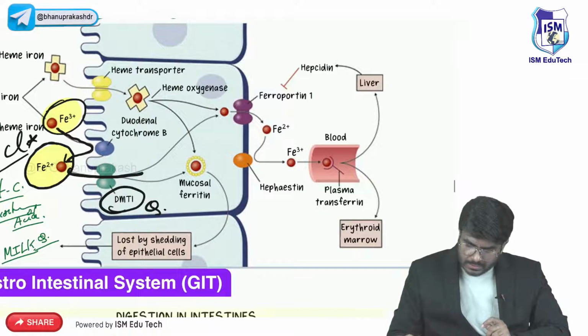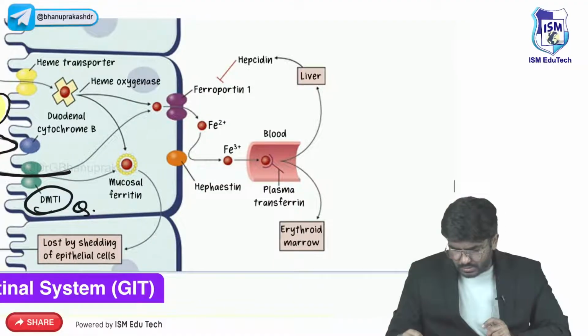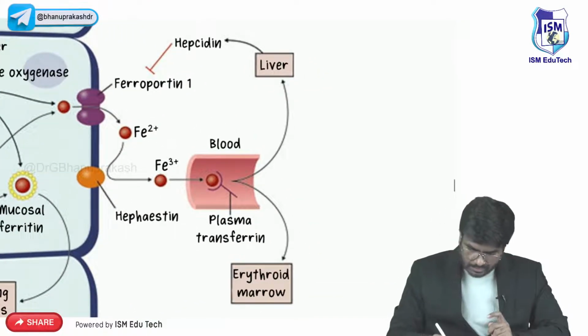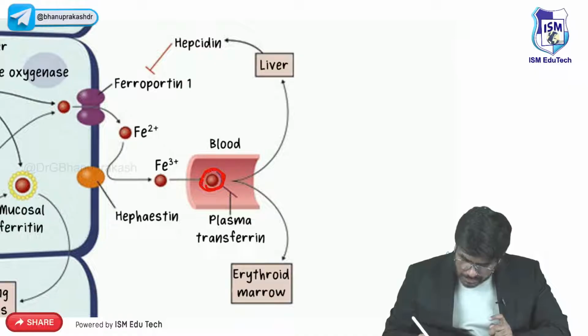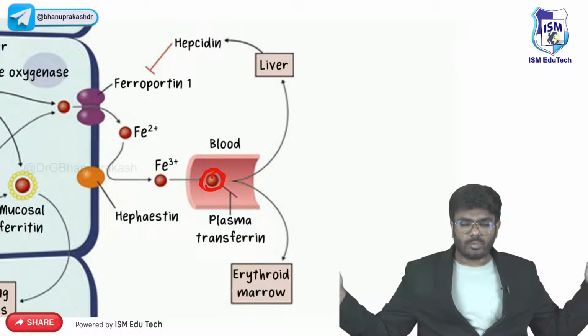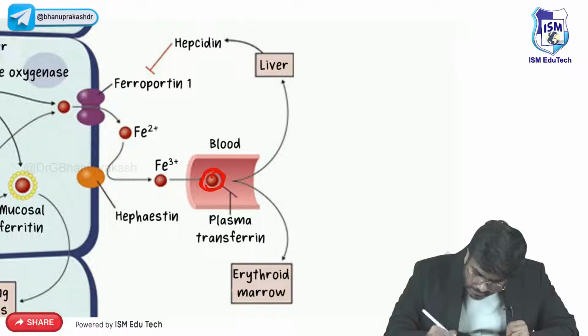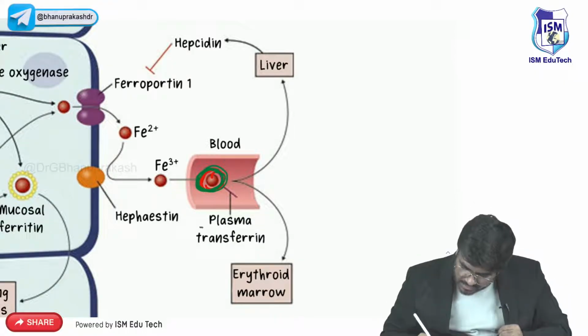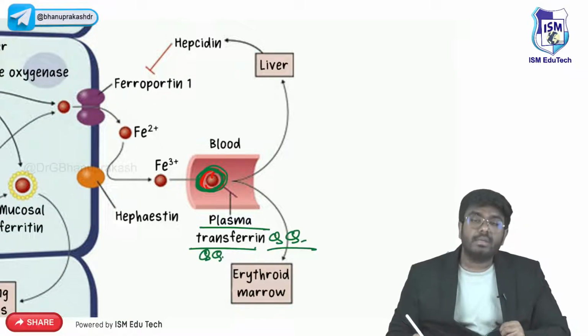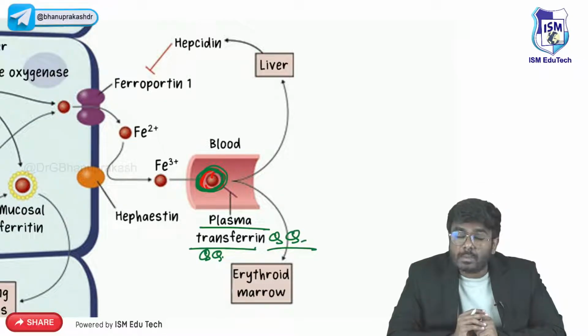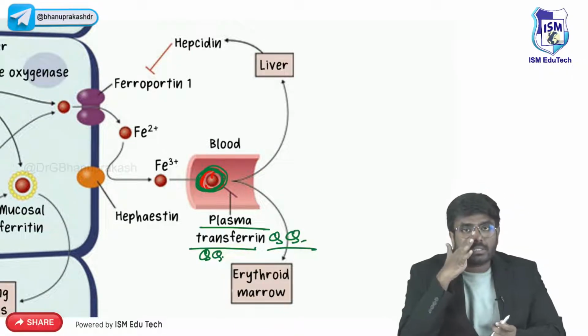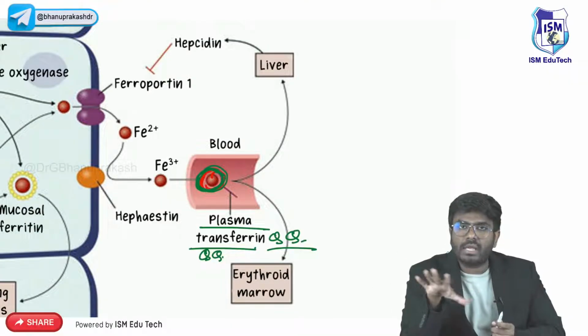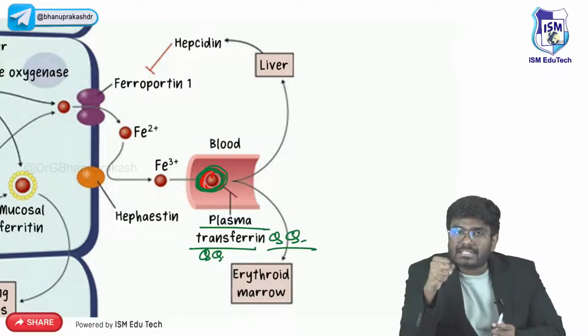Okay, so at the end of the day, iron is absorbed and comes into your blood. In the blood, iron is bound with a plasma protein. What is the name of this plasma protein? MCQ, transferrin. Transferrin is a plasma protein which binds with iron. Again, in the blood, iron is not allowed in free form. In the blood, iron is bound with a plasma protein called transferrin.